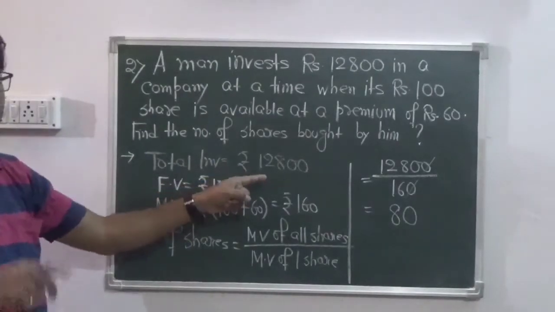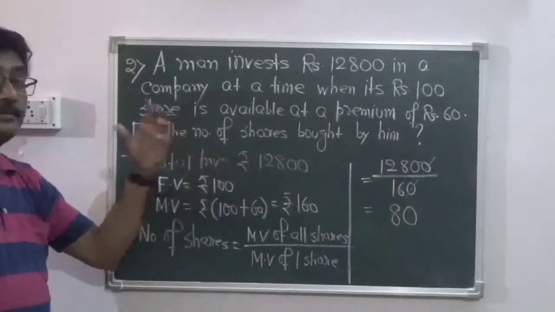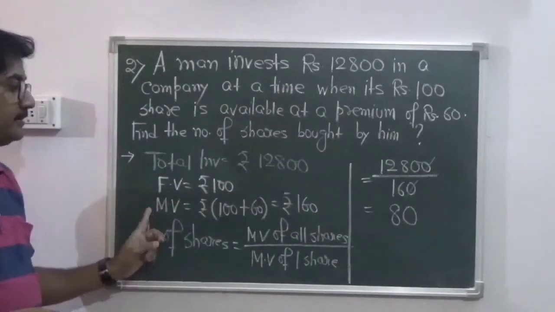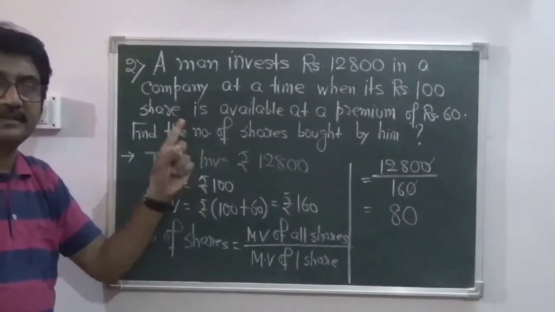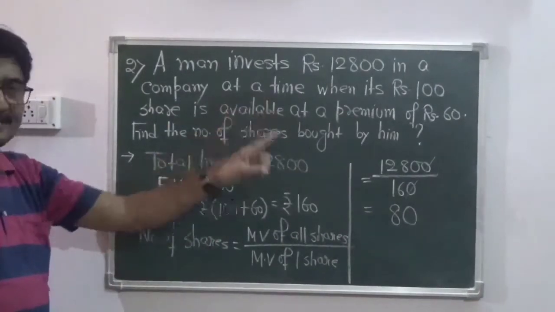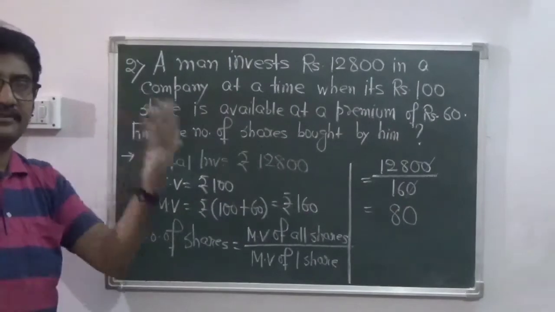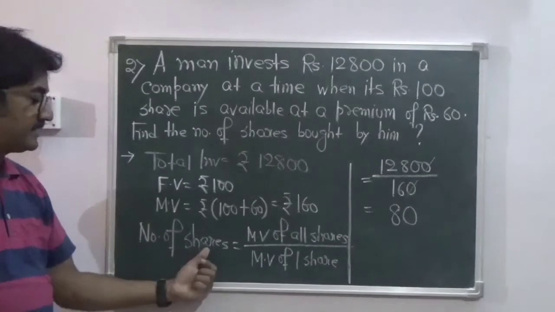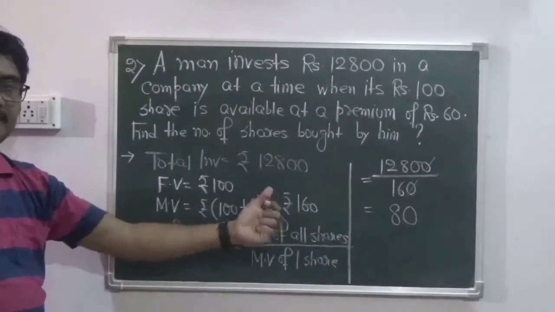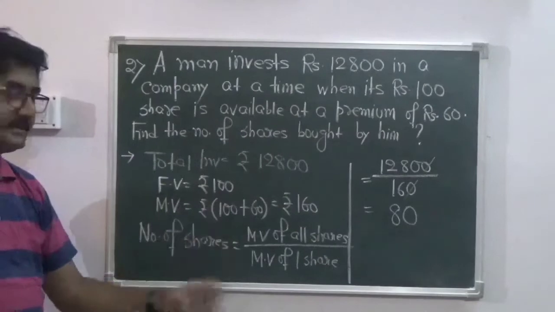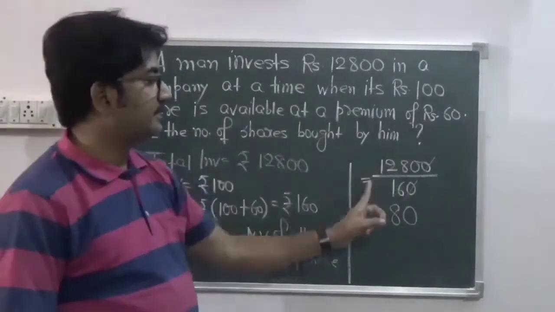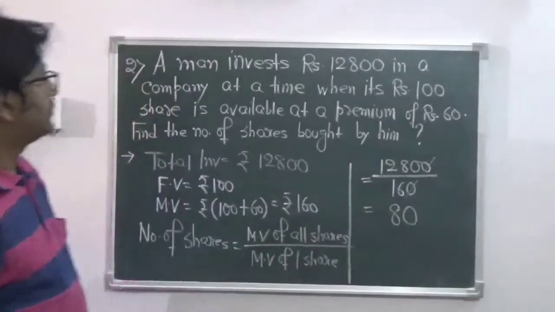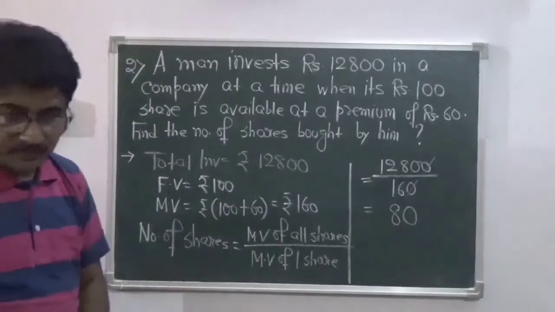Total investment means the total market value of all the shares purchased. Face value is 100, and the share is available in the market at a premium of rupees 60, which means the market value is more than the face value, that is 100 plus 60, which comes to 160. The number of shares is given by the market value of all shares divided by the market value of one share, that is 12800 divided by 160, which comes to 80. So this is your question number 2. Now we move on to question number 3.